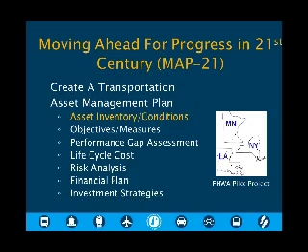But within MAP-21, each state is required to develop a transportation asset management plan. Now, keep in mind, today we're talking about barrier, and the MAP-21 asset management plan only requires pavement and bridges on the National Highway System.